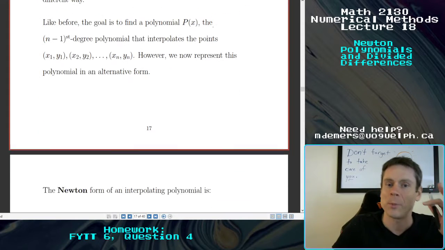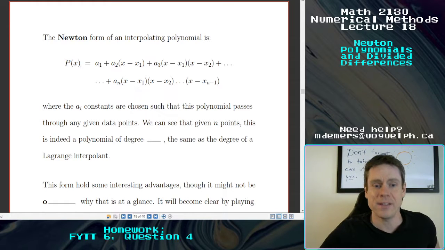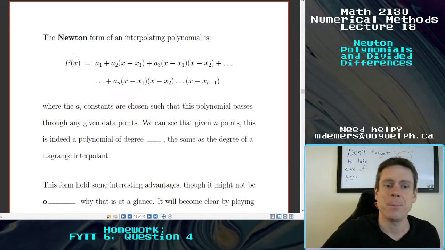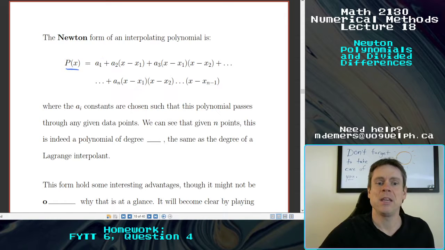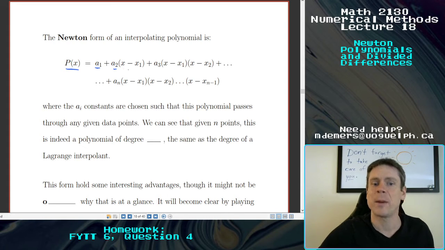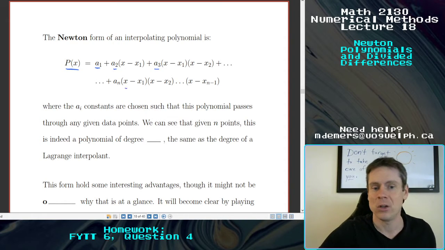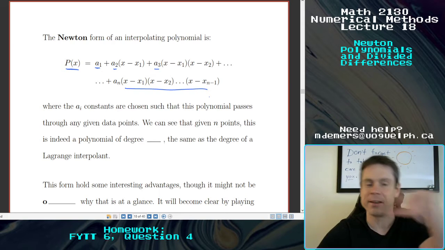So we're going to represent a polynomial in a bit of an alternative form here. The Newton form of an interpolating polynomial is one that does this. Suppose you're given a bunch of points, x1, x2, x3, and so on. Okay, p of x, our Newton polynomial, is going to be a constant plus another constant times x minus the first point, plus another constant times x minus the first point times x minus the second point. And then it goes all the way through, and the last term is going to have a whole bunch of x minus different points multiplied together in a product.